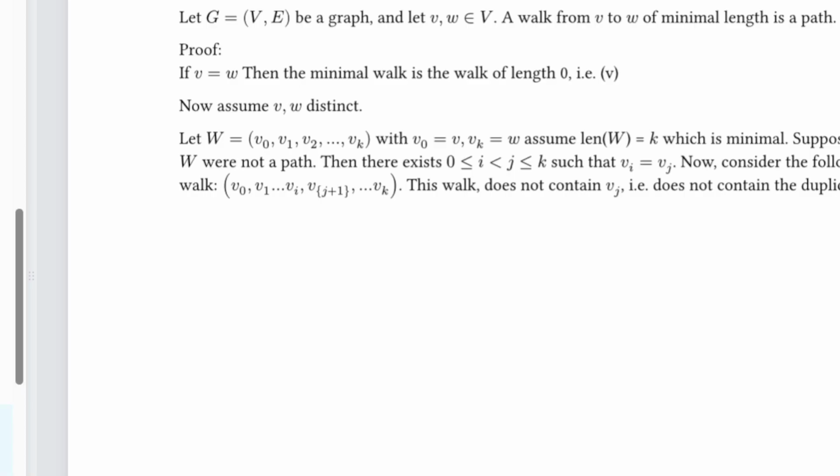Thus the length is decreased by at least 1. And this would happen in the case that Vi and Vj are adjacent, which, depending on whether you consider simple graphs, would be possible or not. This proves the result.